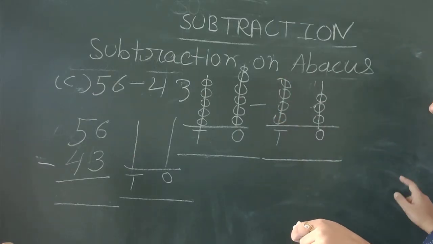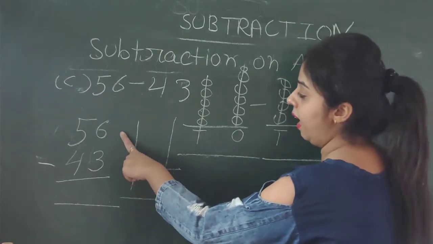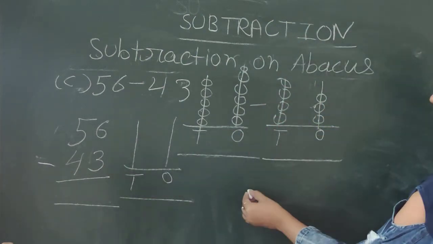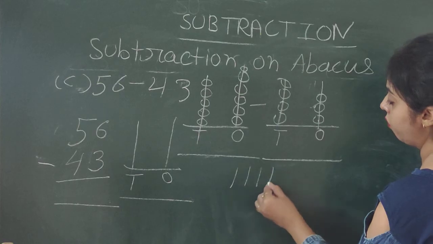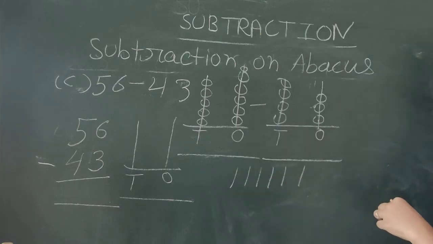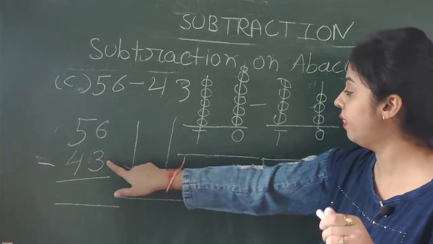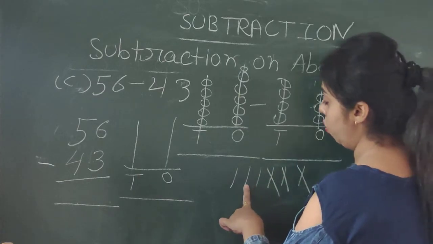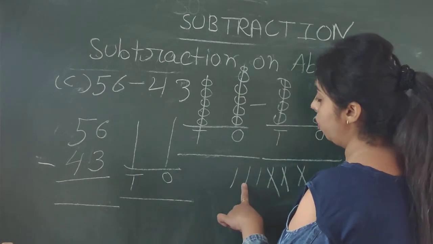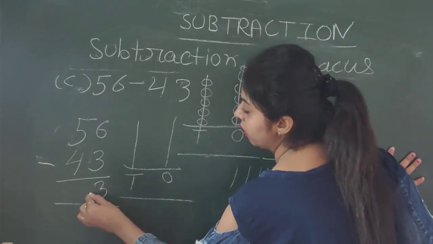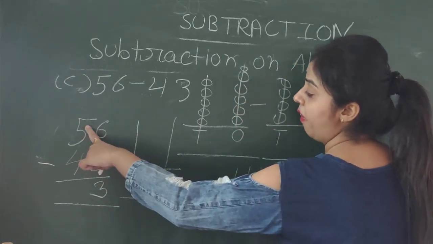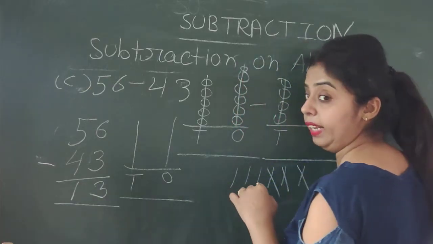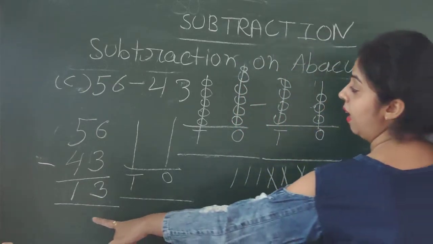Okay students, so less than the 6 and 3. 1, 2, 3, 4, 5, 6. 6 cut the 3, 1, 2 and 3. So count the 1, 2 and 3. So how will we write? 3. Okay, and 5 subtract the 4, so 1. 13 is this the answer.